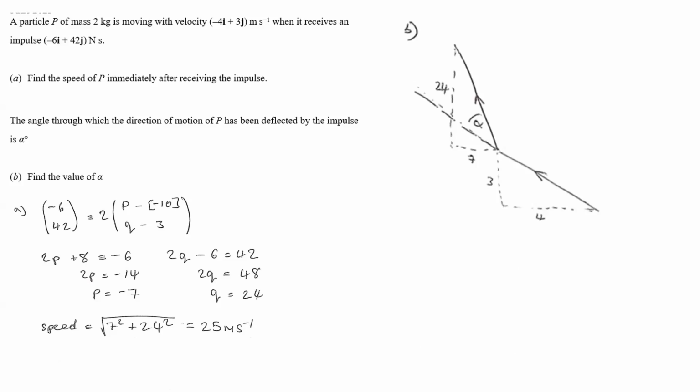The angle through which the direction of motion of P is deflected by the impulse. So I looked at the initial velocity, which is 4 to the left and 3 up, and then the velocity after the impact, which is 7 to the left and 24 up. So 4 to the left, 3 up, and 7 to the left, 24 up. And the angle of deflection I've marked there as alpha. So it was that 36.9.